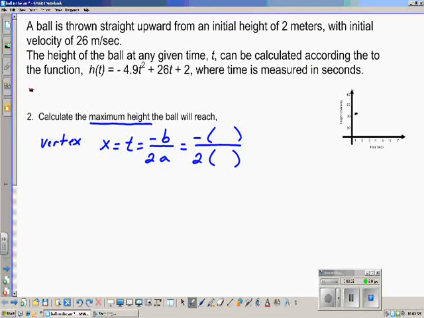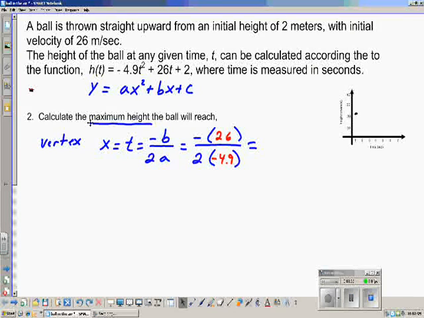In this case, we don't have x's, we have t's. So understand that what we're looking for here is a time value. So instead of saying x equals negative b over 2a, we're going to say t equals negative b over 2a. And if you look in the positions, the B position is occupied by the 26. We'll put that right in there. And the A is the negative 4.9. And make sure we keep track of that negative.